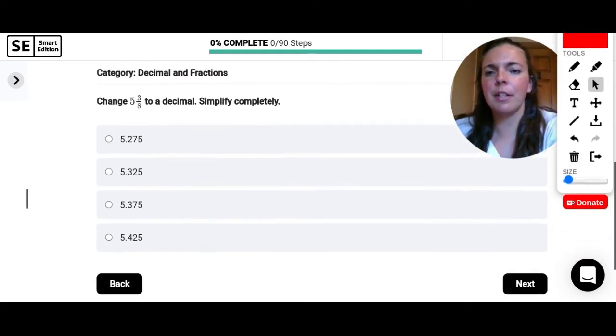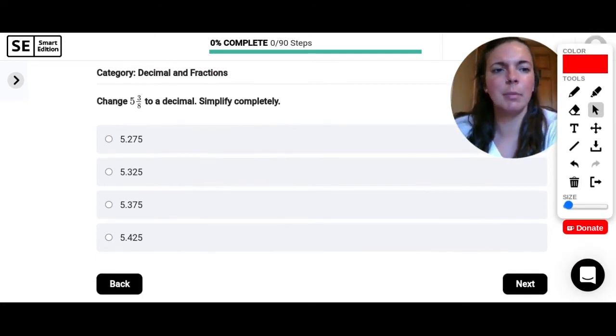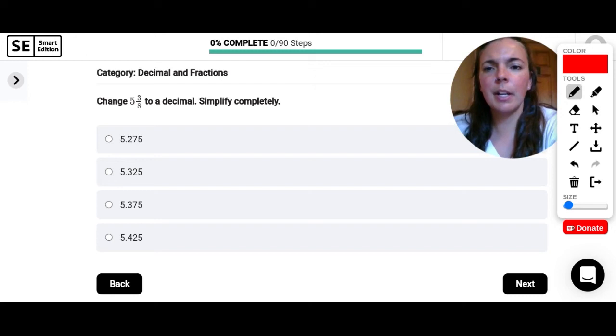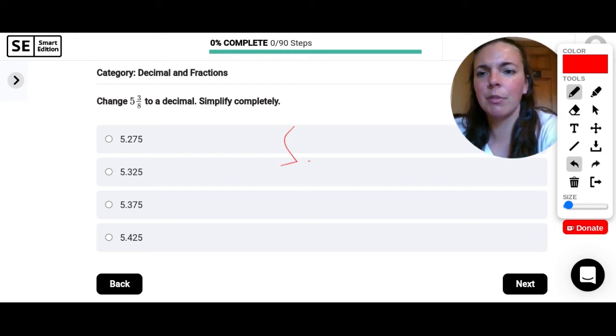Okay, let's change 5 3/8 to a decimal and then simplify completely. So with our decimal, I know our 5 is going to be in our ones place. That's not going to change. So we have a 5 in the ones place. And then 3/8 is really just 3 divided by 8. So we're just going to do 3 divided by 8 to figure out what this fraction is.